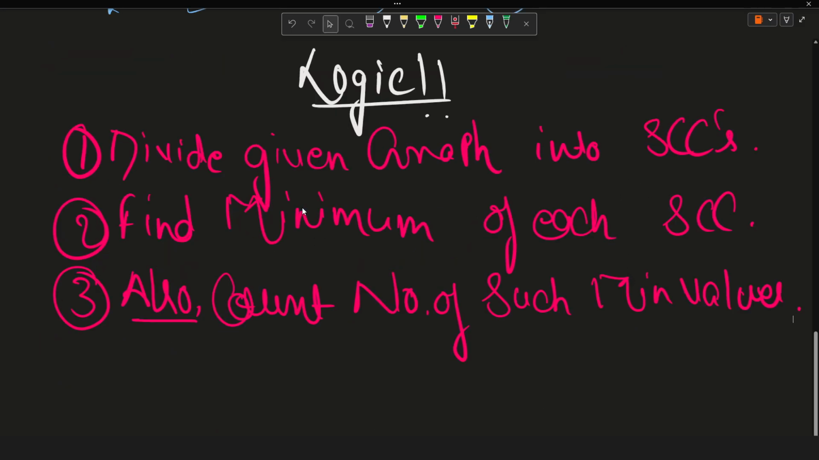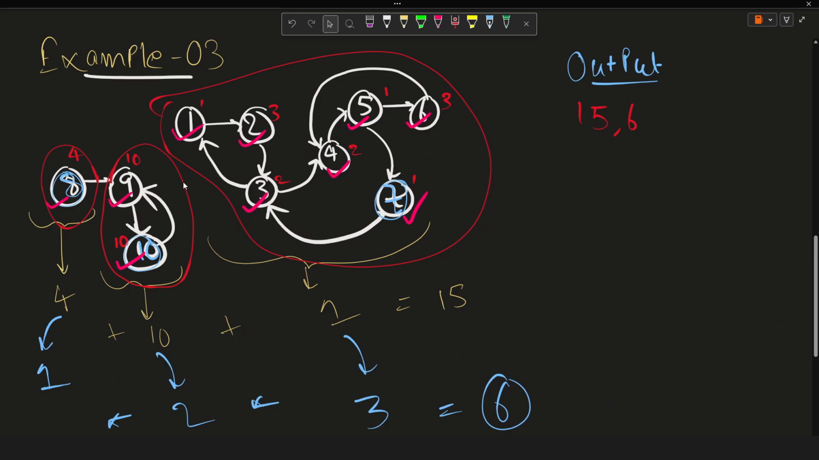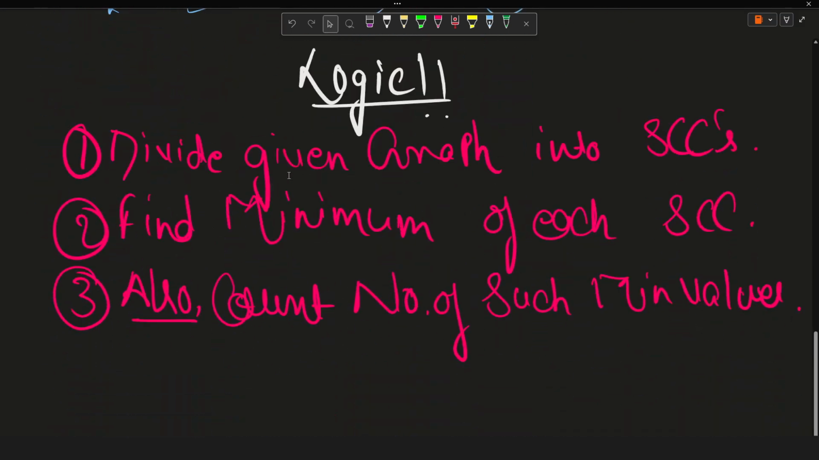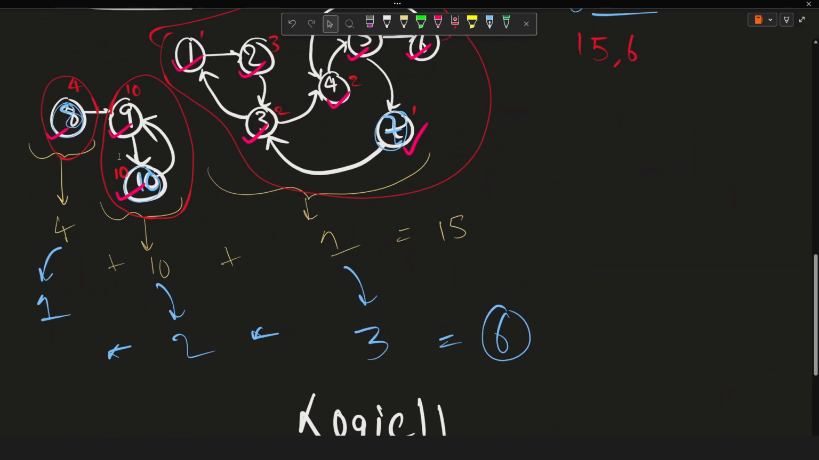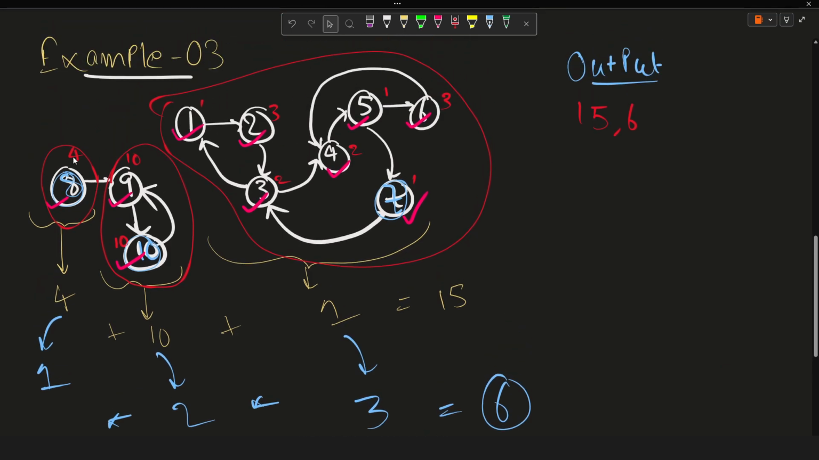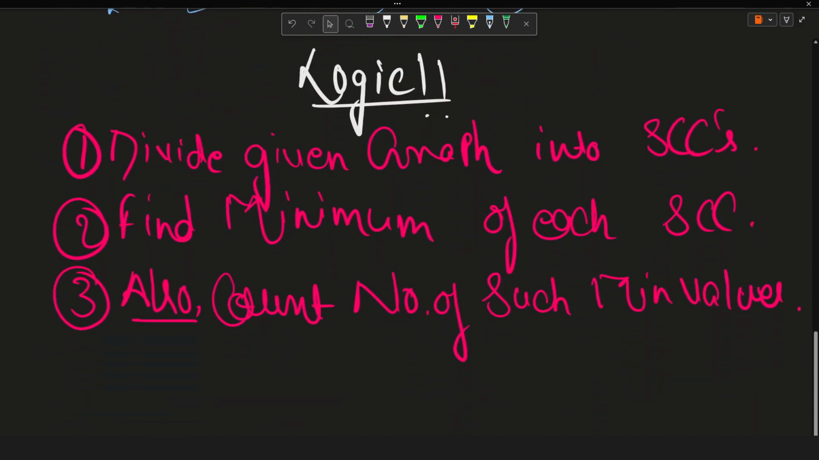We will be doing mainly 3 things in the solution. So the first step is to divide the given graph, or decompose it, into strongly connected components. As you saw, for this example we divided the given graph into 3 different SCCs, right? And after doing it, we want to find the minimum value for each SCC. So we saw that for the first component the minimum was 4, for the second component the minimum was 10, and for the third the minimum was 1, right?